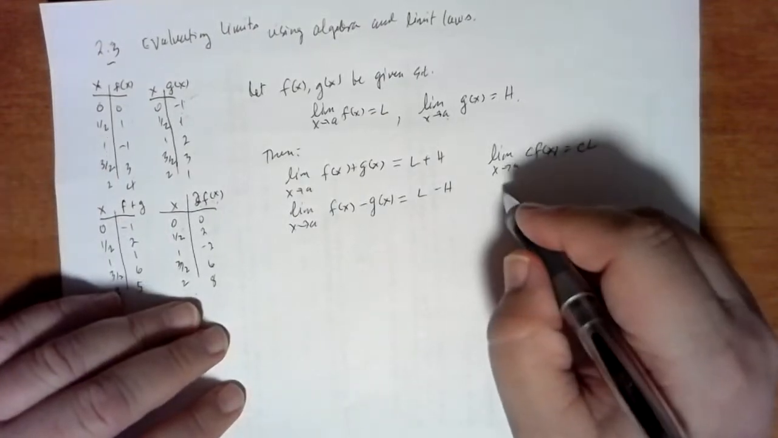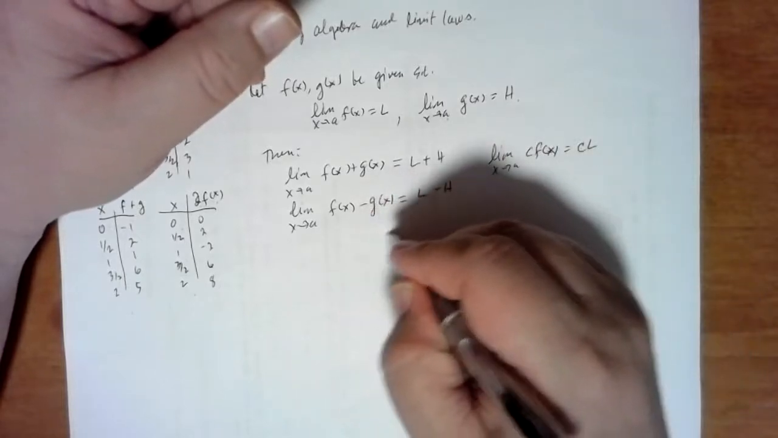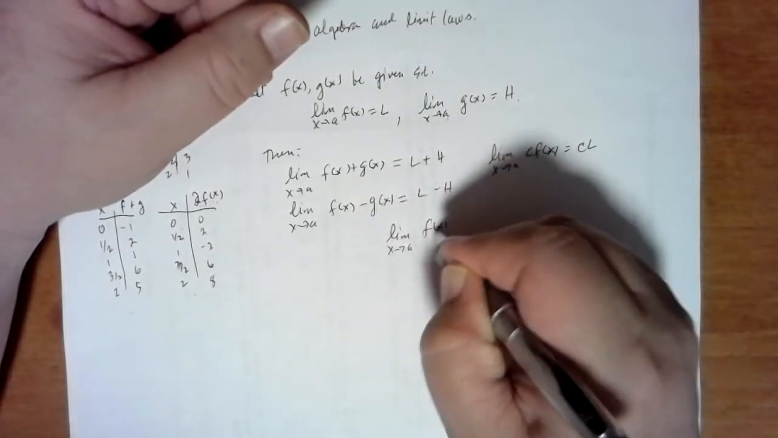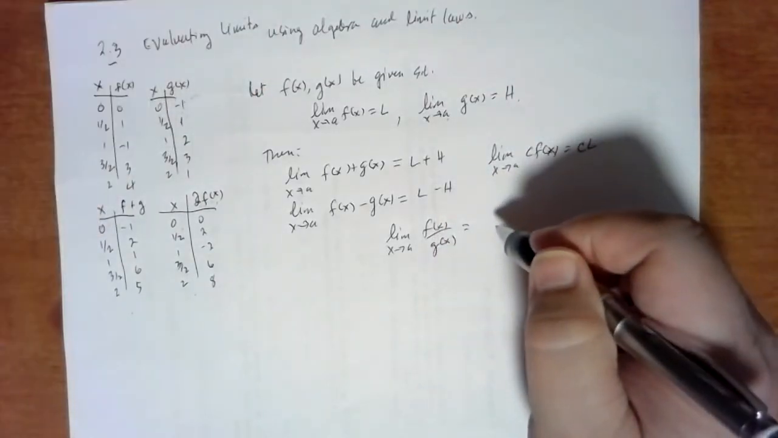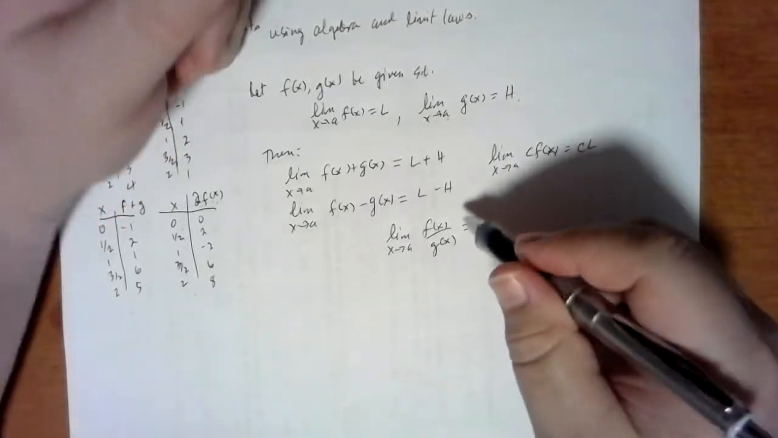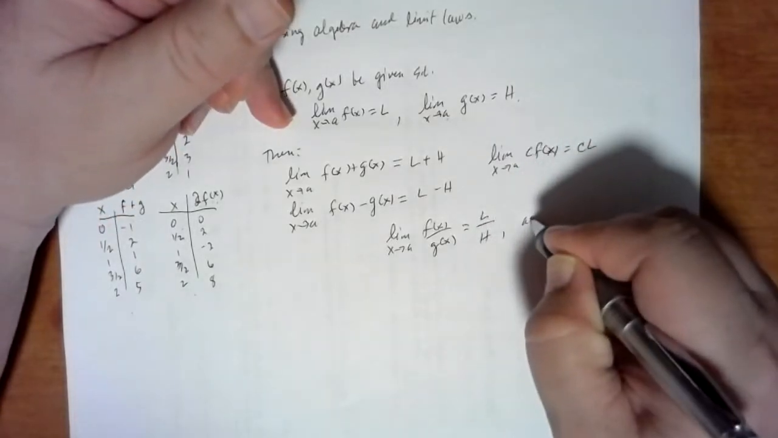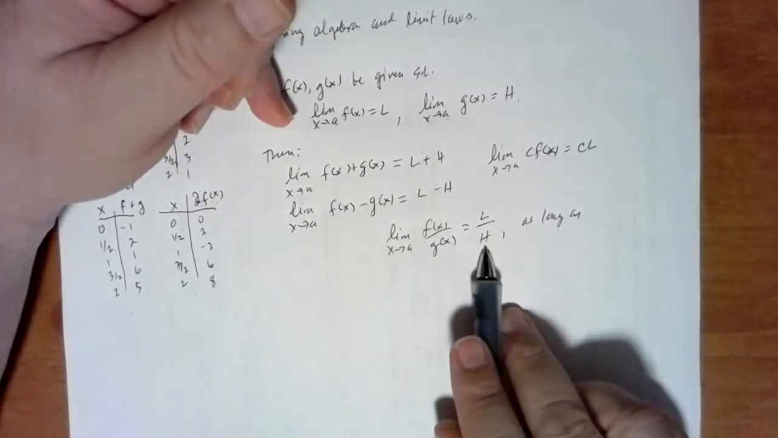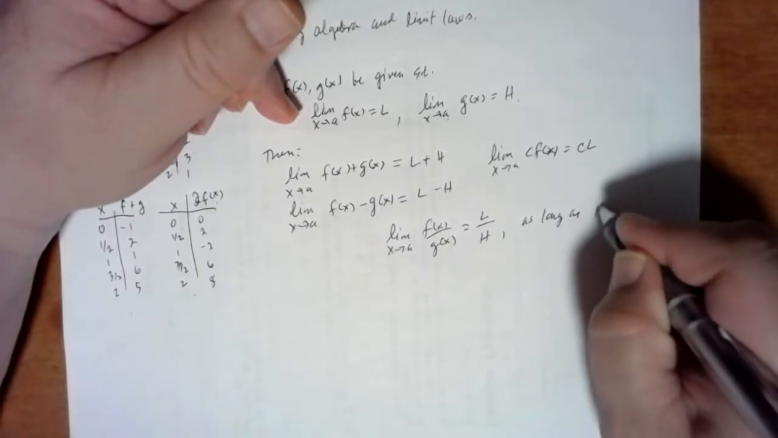Let's see, some other ones. How about if you take the limit as x approaches a of f of x divided by g of x? What's that going to be? Well, that will be L divided by h as long as what? Can we always compute L divided by h? We need to make sure that h is not equal to 0.